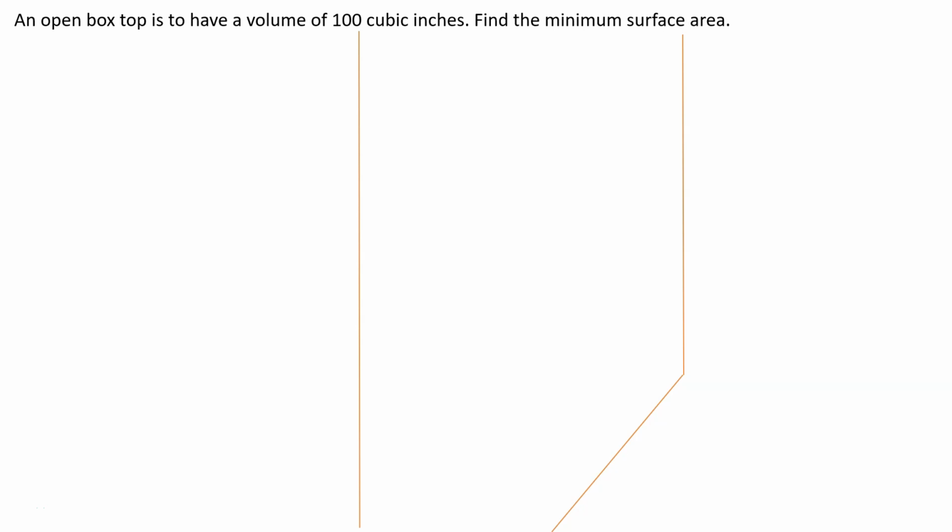In this one we're going to answer the following question. An open top box has a volume of 100 cubic inches, or some volume. Find the minimum surface area. Okay, so let's take a look here.